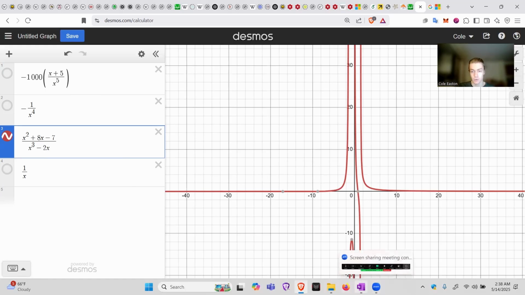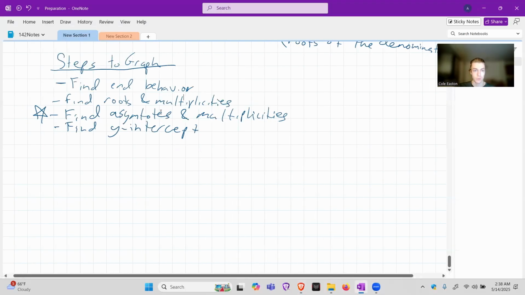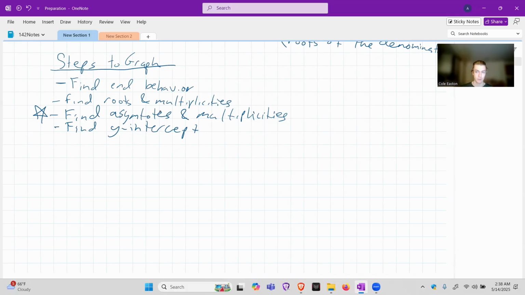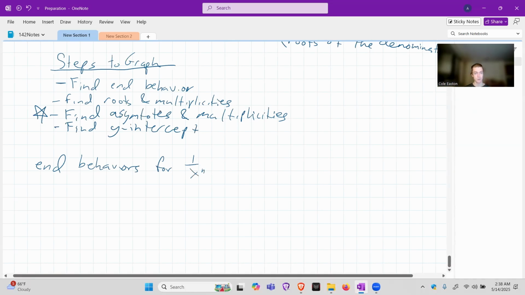Let's go back to OneNote and let's add these to our end behavior list. The end behaviors that we have before are going to be the same, but these are end behaviors for things that have x in the bottom, or x to the n. So, okay, we once again have 4 options.